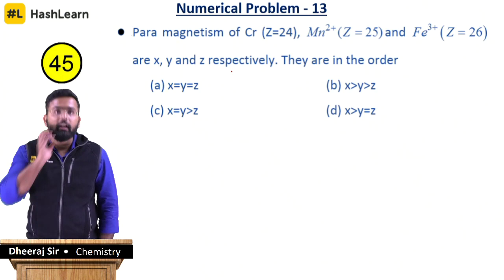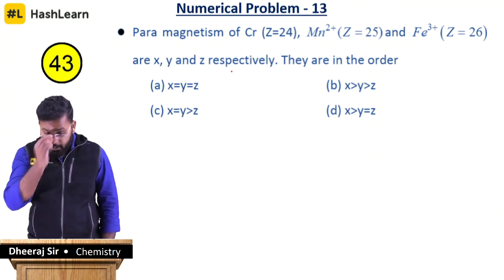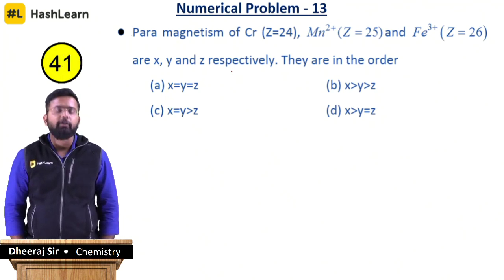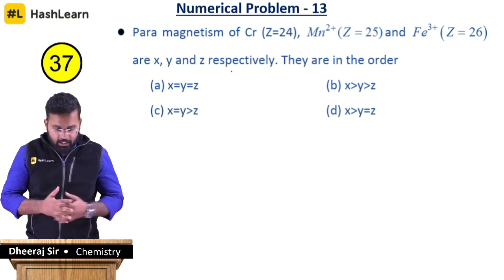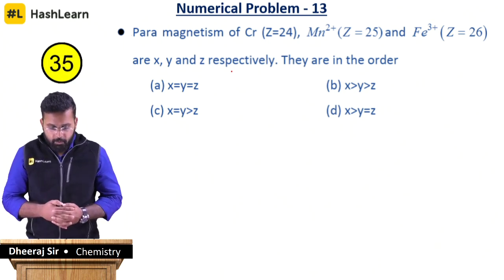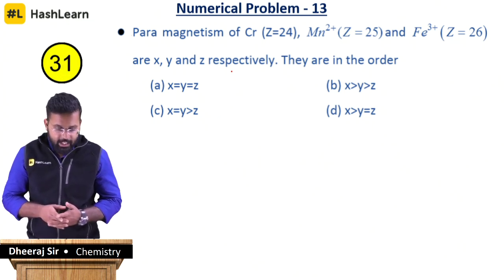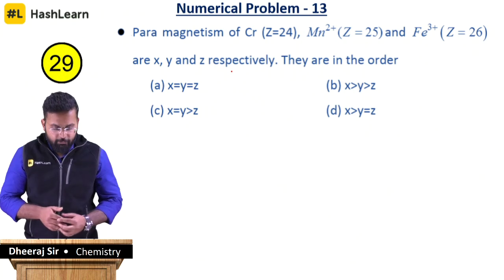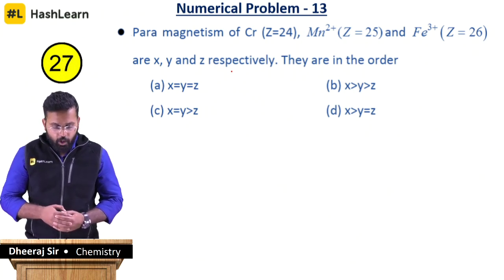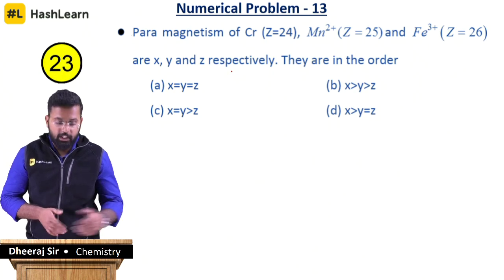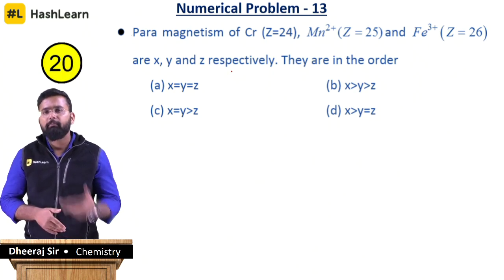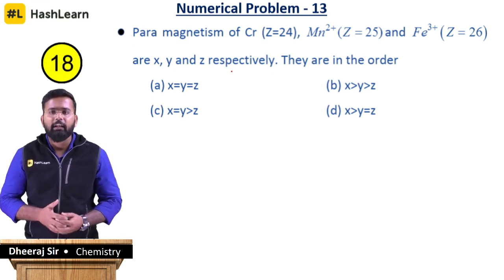Moving ahead to the last question that we have packed for the day. Have a look at it. This is also based on, again, the important magnetic property. Paramagnetism of chromium, manganese 2 plus, and ferric ion, that's Fe3 plus, are X, Y, and Z. They've designated alphabets for it, in the order. So they've given you equal to, greater than, equal to, smaller than. So you have to check. Again, magnetism or paramagnetism is directly proportional to the number of unpaired electrons.